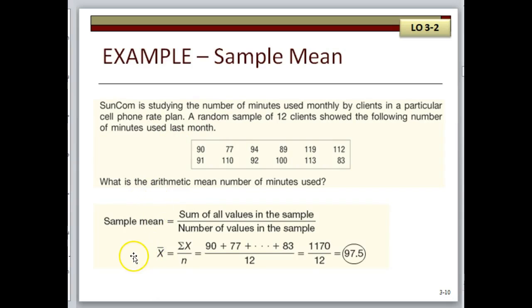So we are going to go ahead, use the equation that they gave us on the previous slide, and we are going to add up all the values in the sample. That goes in our numerator, right there, our top value. Divide it by the total number of values in the sample, which is 12. And the arithmetic mean number of minutes used is 97.5 minutes.